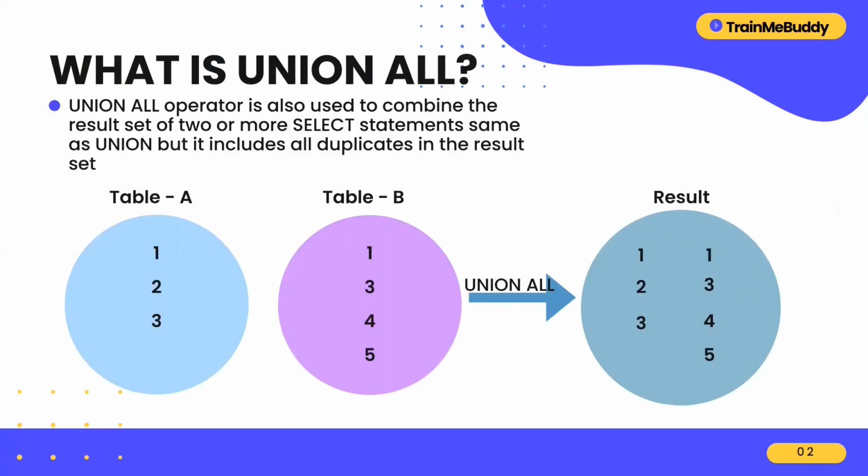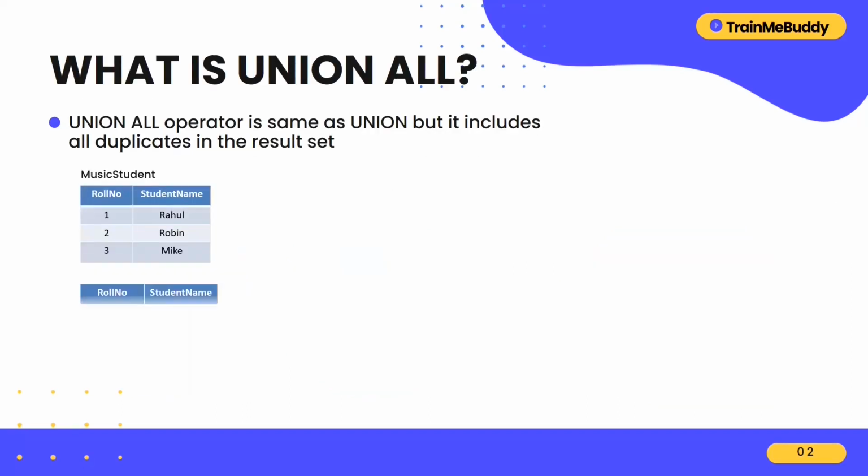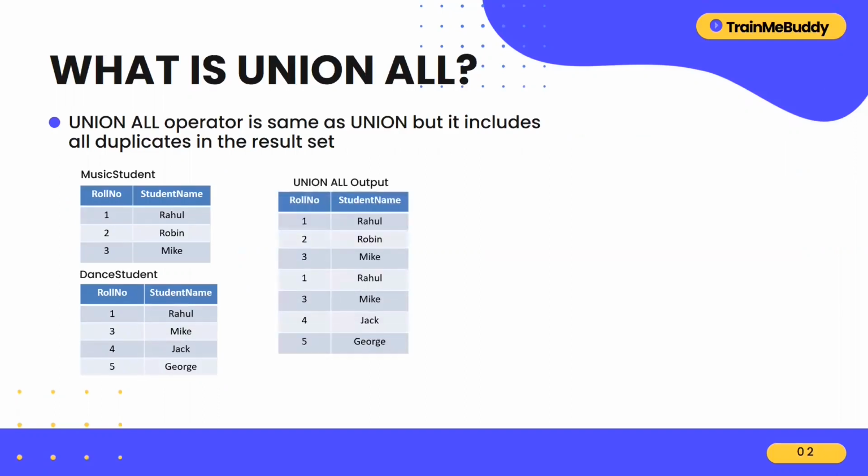So it is not eliminating the duplicates between them, but it is getting everything from both the tables. So if we understand this using the same tables, music student and dance student tables, so if we perform the union all, the result will be getting the records from both the tables without eliminating the duplicates. So here the output is getting the records for Rahul and Mike 2 times in this output.